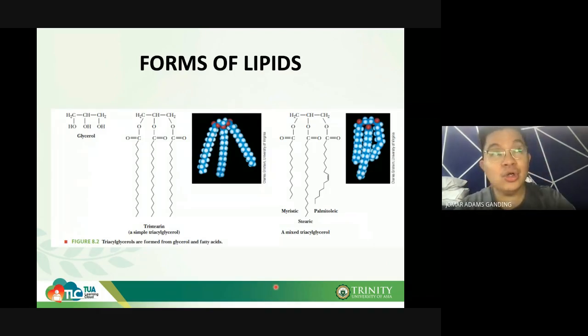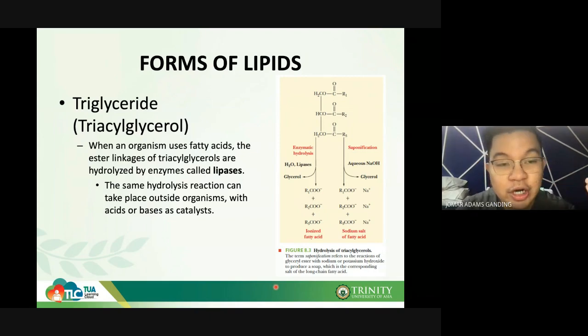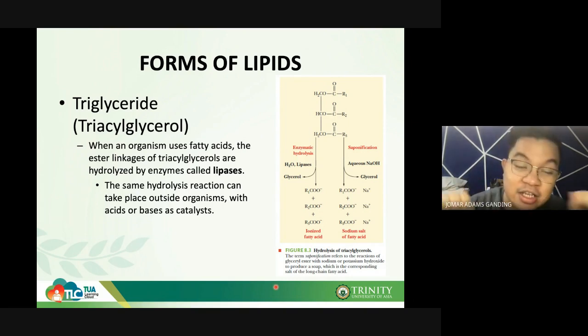Ayan. So, in your triglyceride, when your organism uses fatty acid, the ester links of your triglycerol or your triglyceride are being hydrolyzed by your enzyme called lipases. I just need you to remember lipases because this will be important in our succeeding discussion. So if I personally ate my triglyceride and then it will be used up by my body as energy source, it will need to be released first. Again, it will not be using the triglyceride as a whole. It will hydrolyze it first.